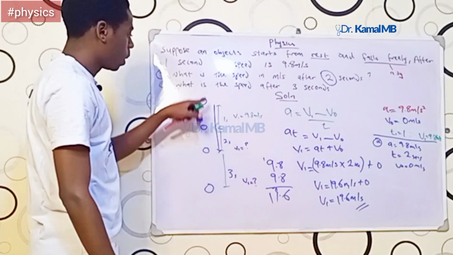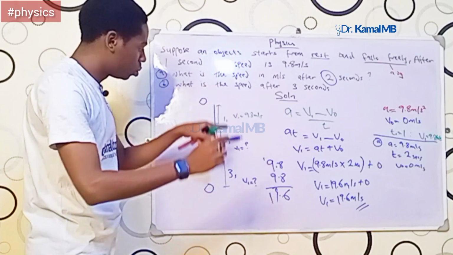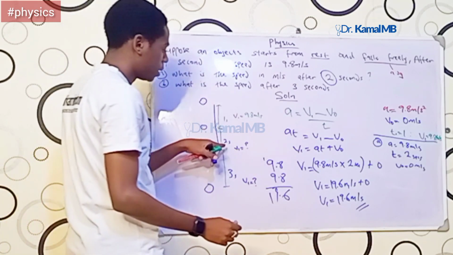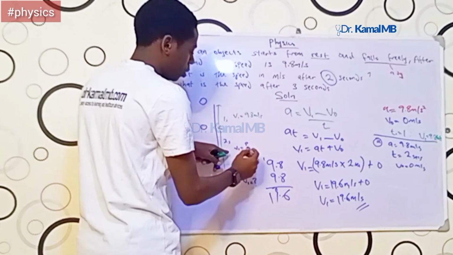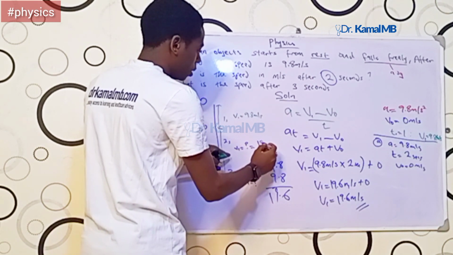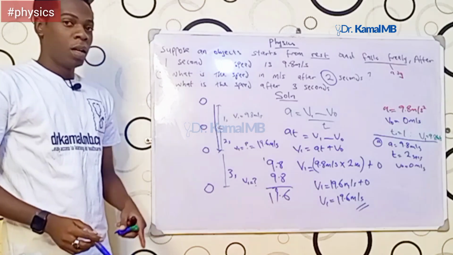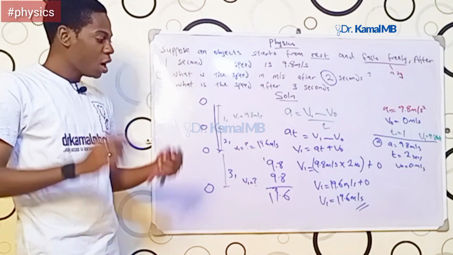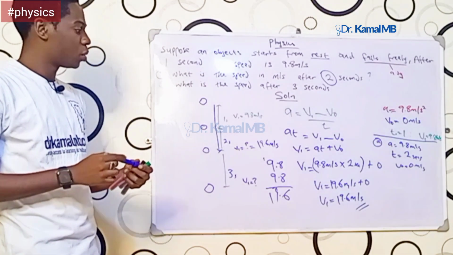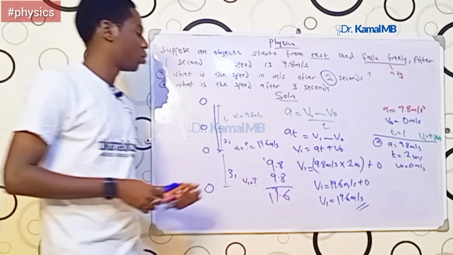So this means as it is coming down, when it reaches this 2 seconds, the v now is going to be 19.6 meters per second. I hope you get me. Okay, so let's go to question 2.